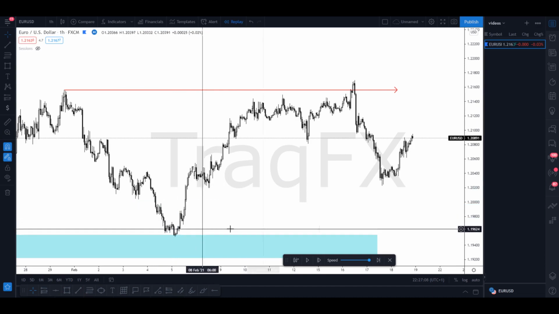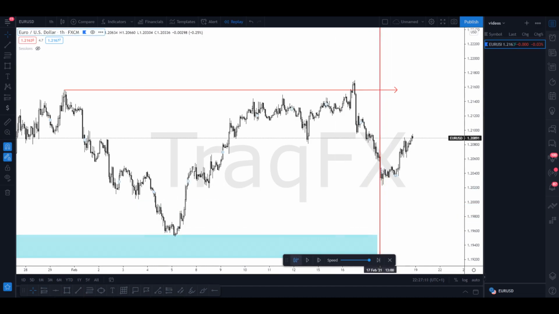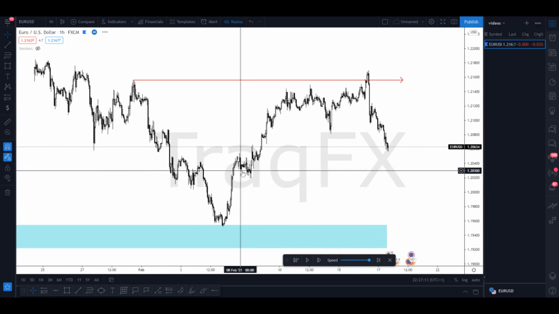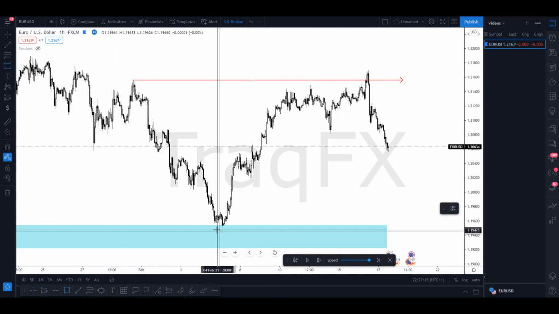Now from here, I gotta stop pressing replay really quick. From here, let's identify our expansion and then our retracement.